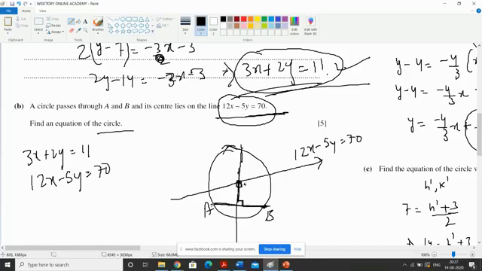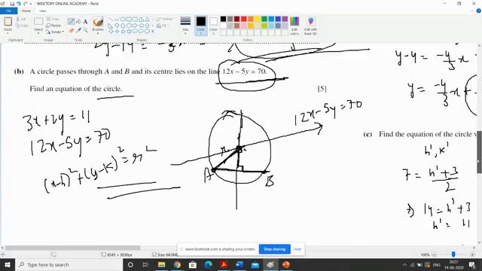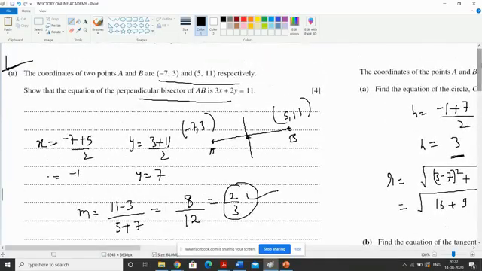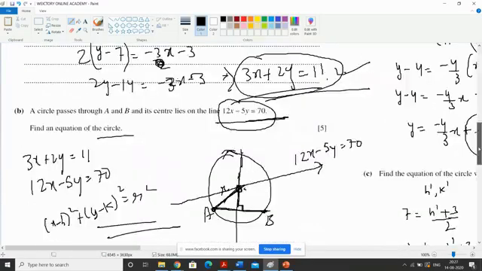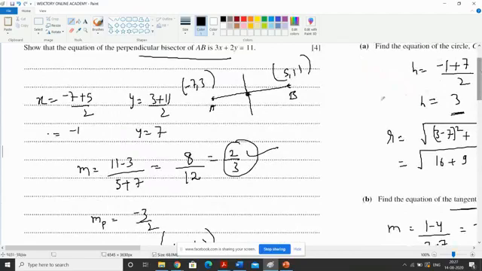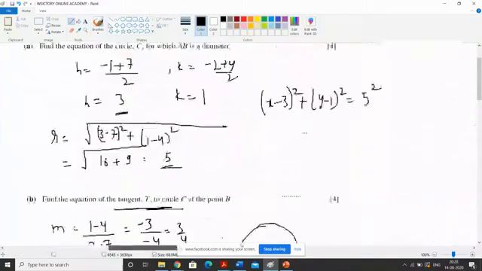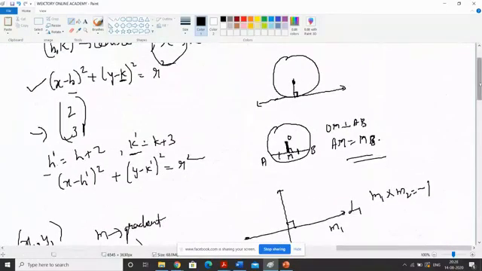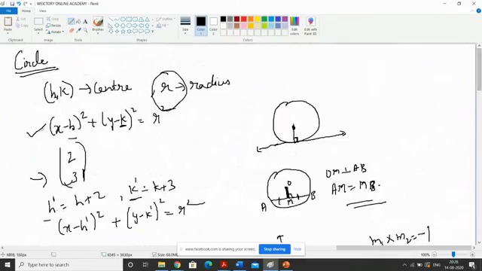And if you know the center and you know point A, using the distance formula you can find the radius, and then you use this formula, x minus h whole square plus y minus k whole square is equal to r square. Very simple. So you can do that. Very important thing is every time we are using x minus h whole square plus y minus k whole square is equal to r square.